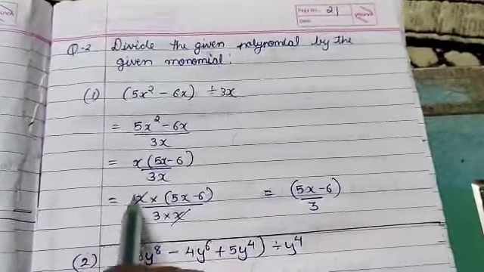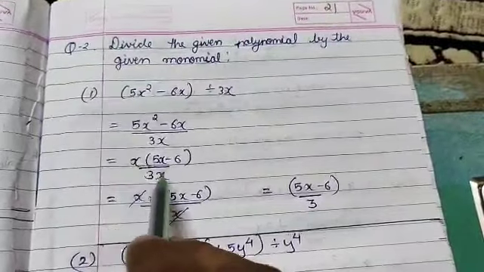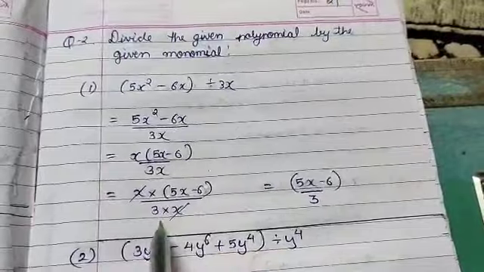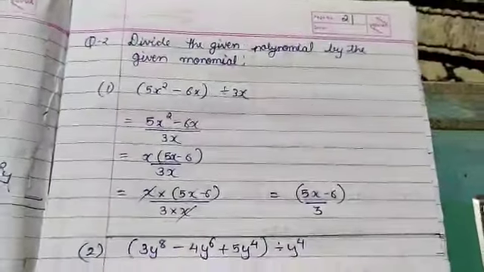Now what is possible to cancel? This x and x is possible to cancel. So cancel this x and x. So now what is left? 5x minus 6 upon 3. Now the next one.